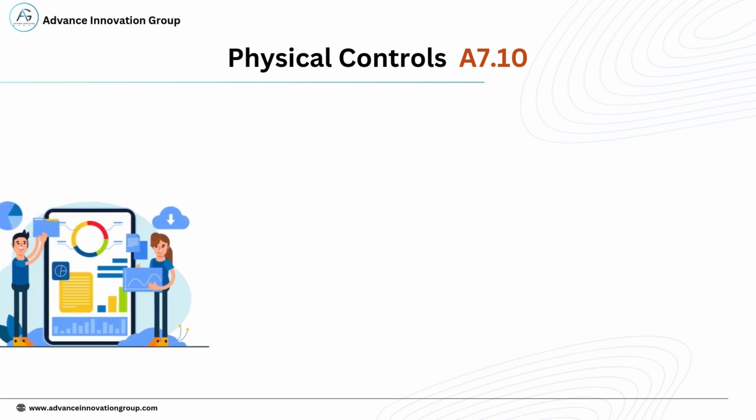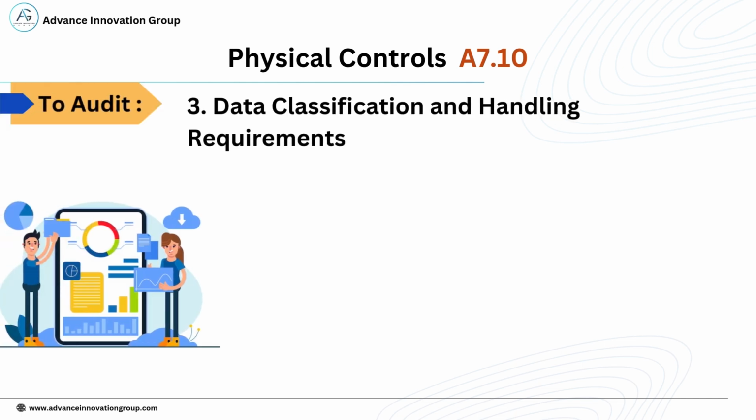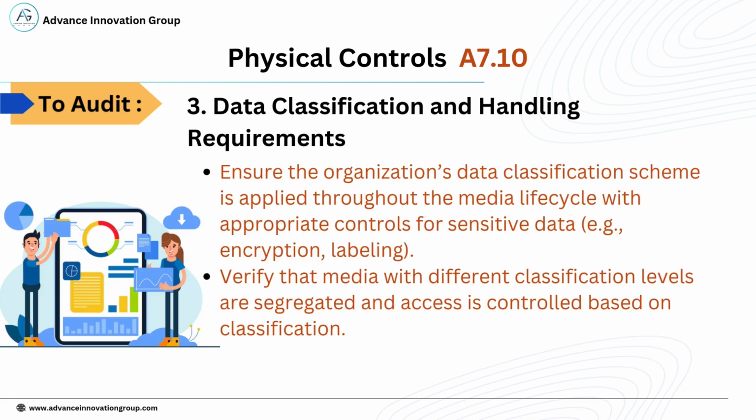Physical controls A 7.10 audit. Third, data classification and handling requirements. Ensure the organization's data classification scheme is applied throughout the media lifecycle with appropriate controls for sensitive data, e.g., encryption, labeling. Verify that media with different classification levels are segregated and access is controlled based on classification.